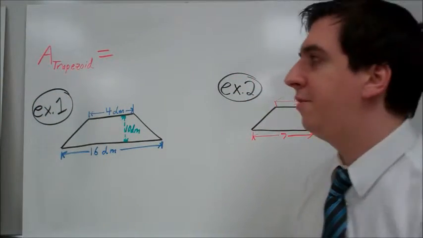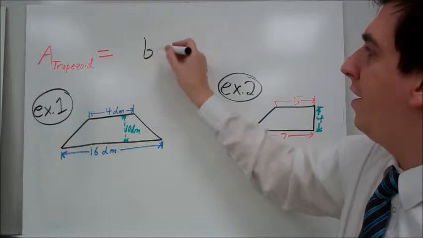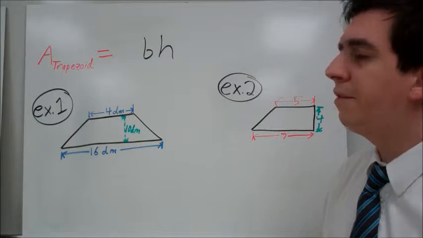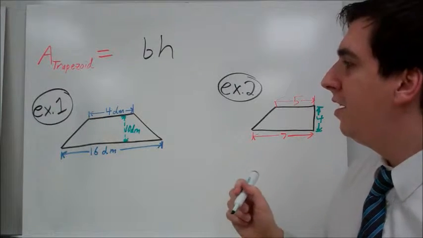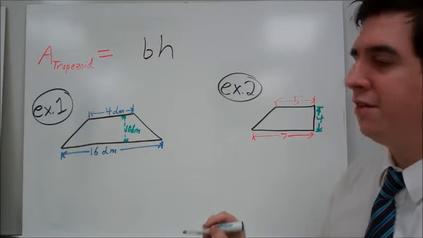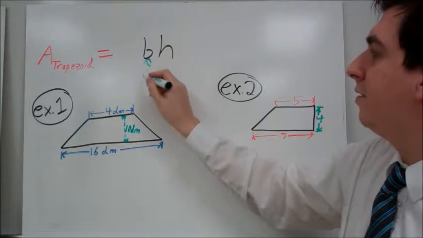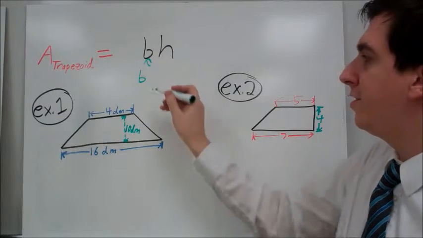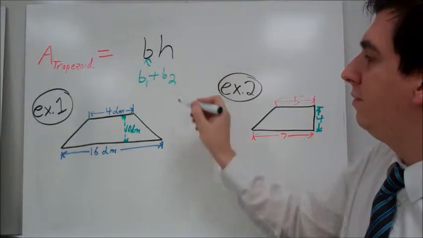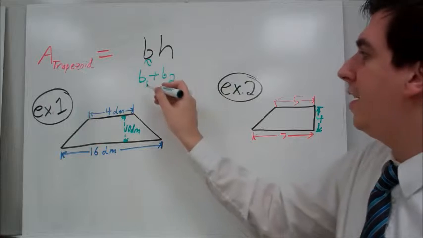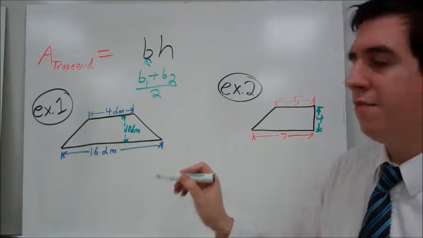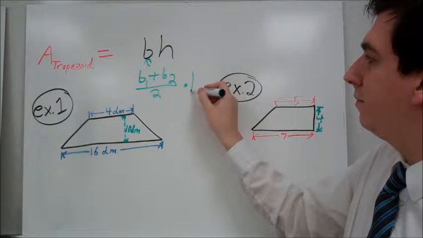The area of the trapezoid, it was the area of a rectangle, which is base times height, but we took only half of something there. What did we take half of? We took half of that base. That base was both of our bases, so we're going to say that's base 1 plus base 2, and we cut that in half. And then we multiply that by the height.